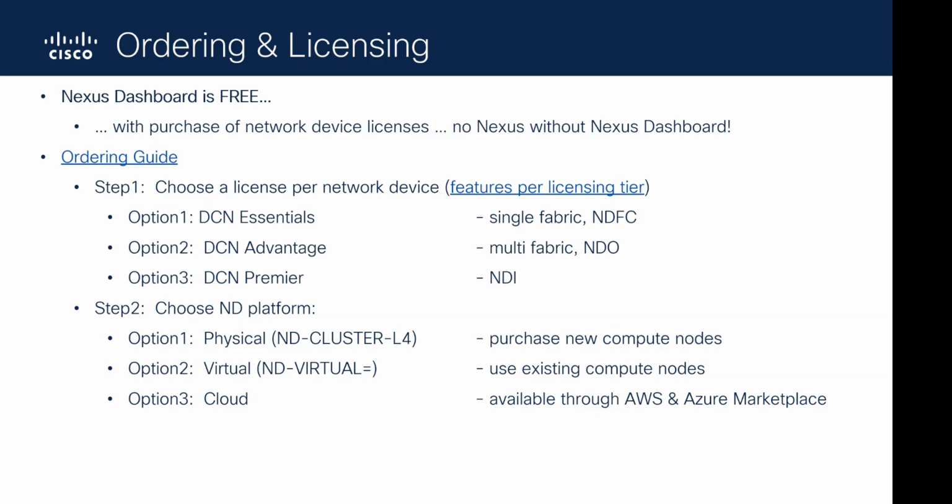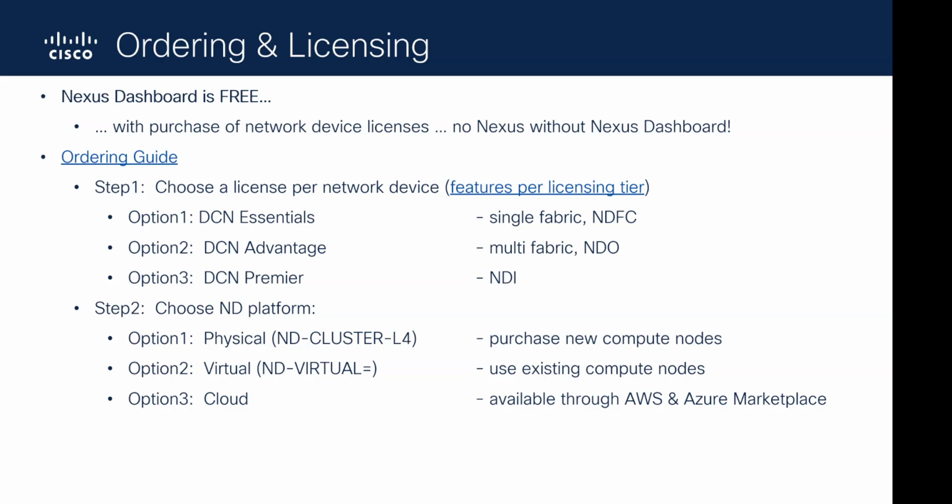Now, I tend to think of DCN Essentials as a single fabric license, and when you purchase this license, it will give you access to NDFC functionality within Nexus Dashboard. I tend to think of Advantage as a multi-fabric or multi-site license. And as such, it will give you access to Nexus Dashboard Orchestrator functionality within Nexus Dashboard, along with everything else in the Essentials tier. And then I tend to think of Premier as the operations license tier. It gives you full functionality to Nexus Dashboard Insights, along with everything from the Advantage and Essentials license tiers.